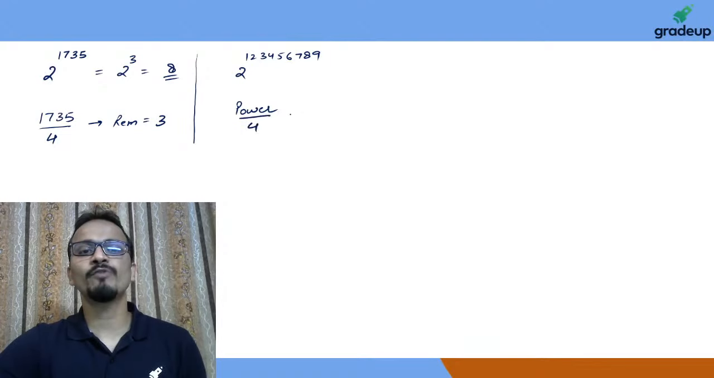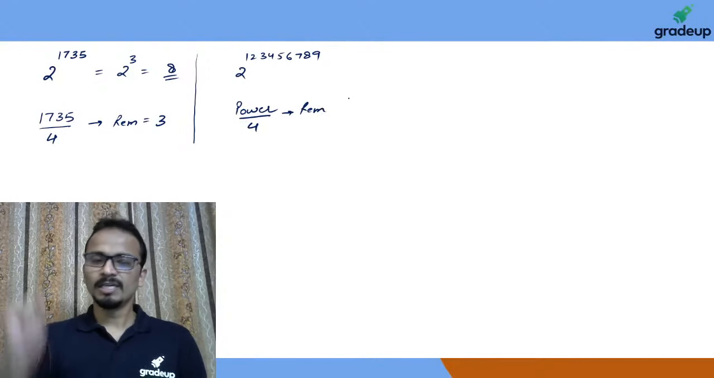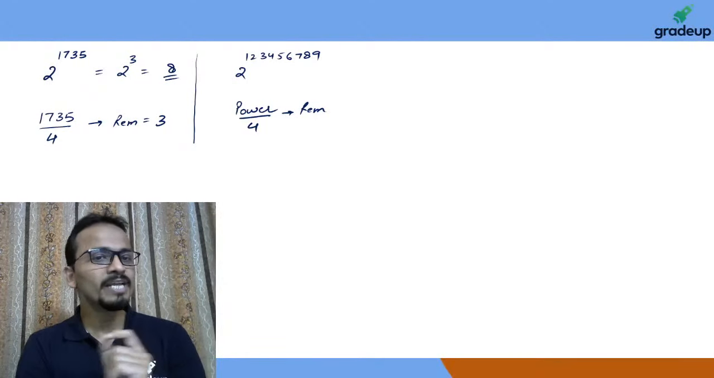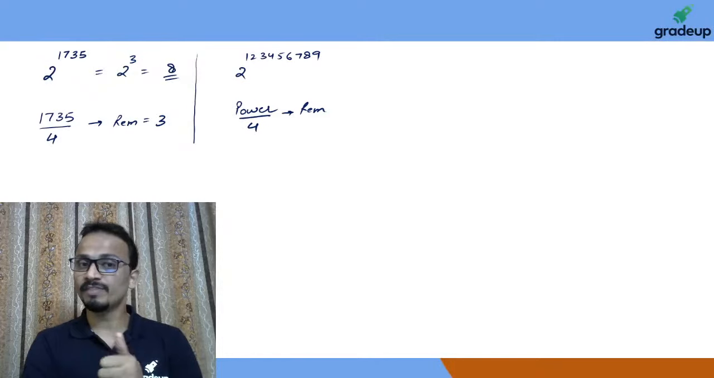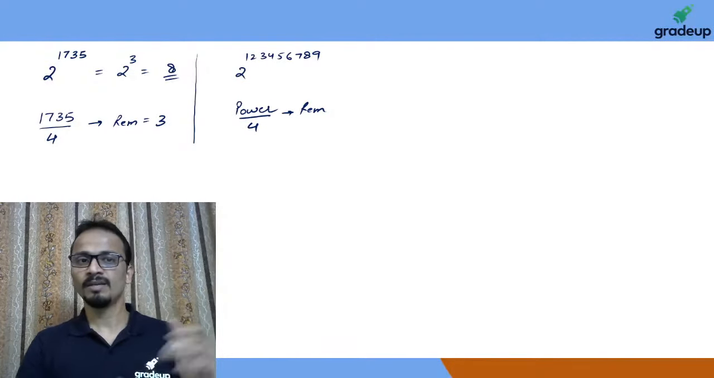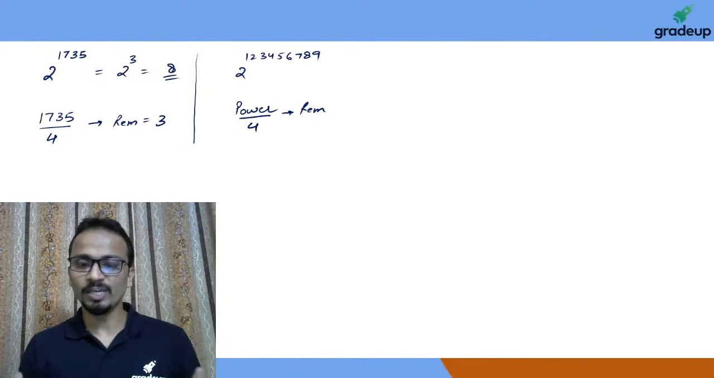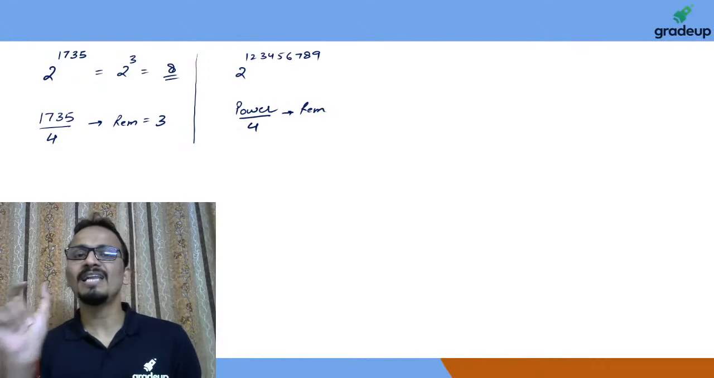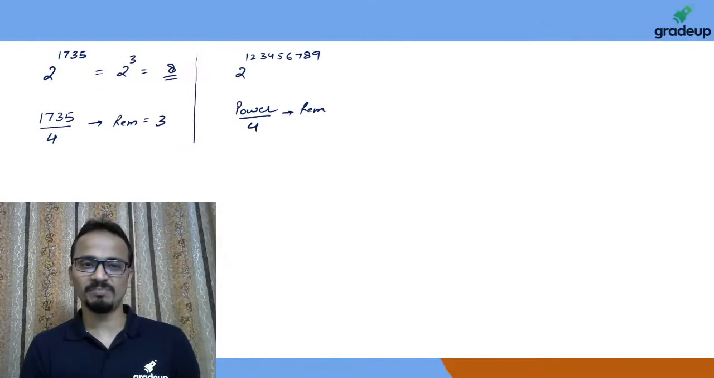We'll divide it by 4 and we'll calculate the remainder. Now, if all of you remember the divisibility rule of 4. Now, what is the divisibility rule of 4? Yes, anyone? Divisibility rule of 4. So, the divisibility rule of 4 is you just need to check the last 2 digits of the number.